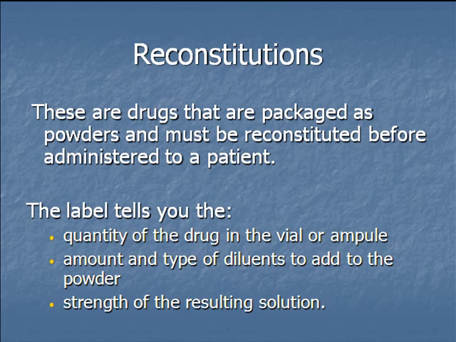Reconstitutions are drugs that are packaged as powders and must be reconstituted before being administered to a patient. The label will tell you a few different things. It will tell you the quantity of the drug that's in the vial or ampule. It will also tell you the amount and what type of diluent to add to the powder. And it will tell you the strength of the resulting solution.